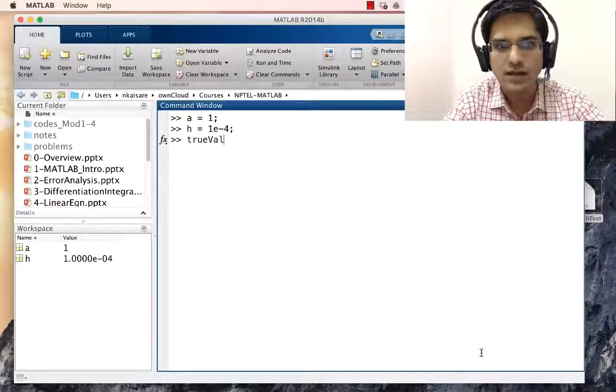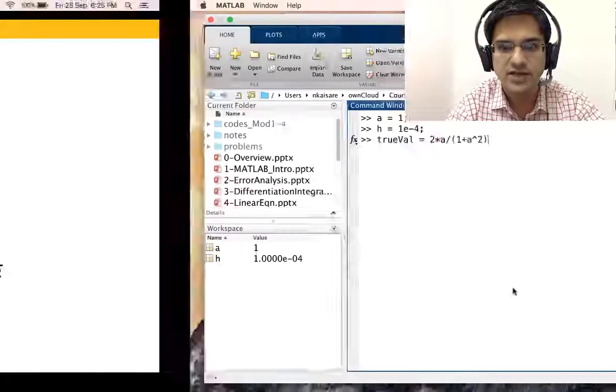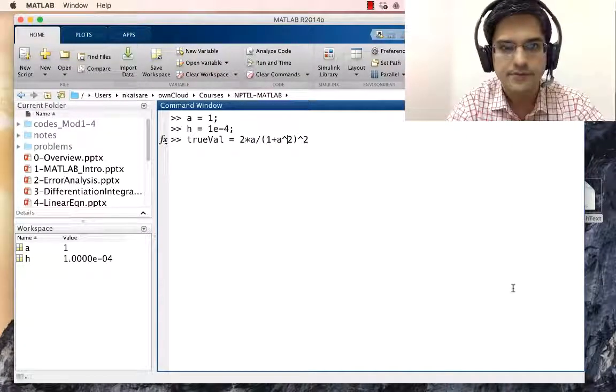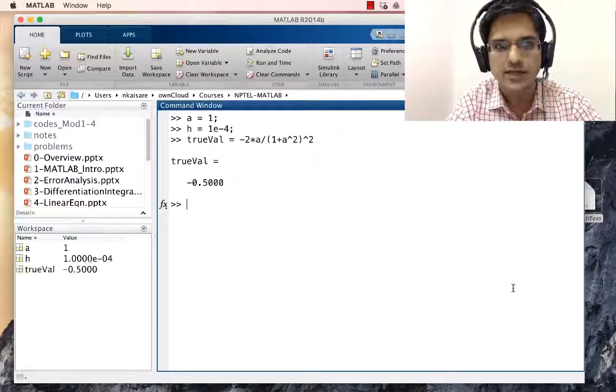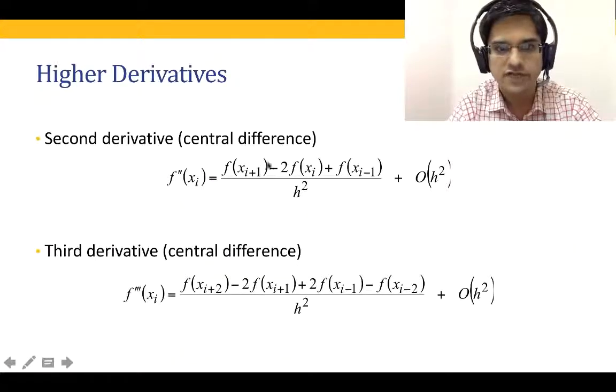So true val equal to 2 multiplied by a divided by 1 plus a squared, the whole squared, negative of that. And I'll just put a negative sign. This is what our true val is. So true val is minus 0.5. Let's compute the numerical derivative using the formula given over here. That is f of a plus h minus 2 f of a plus f of a minus h divided by h squared.